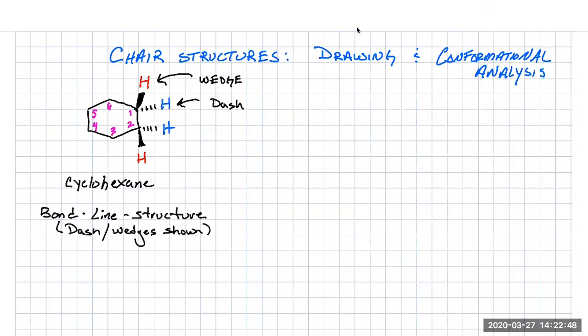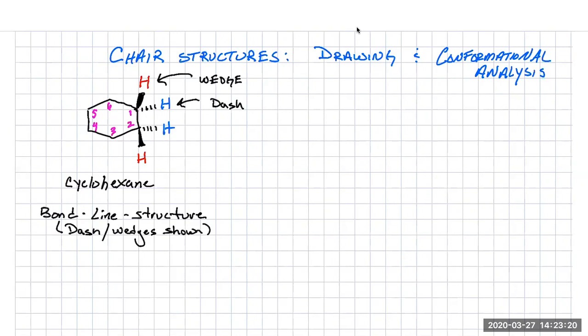All right, I'm going to give you a little bit of a tutorial on chair structures, both drawing and doing some conformational analysis. I'll try to keep this brief, but just to give you guys some guidance as you're working further in this module. So I've drawn cyclohexane out. I've shown it with the bond line structure, and in bond line structures, you use dash and wedges to show orientation of groups or atoms.